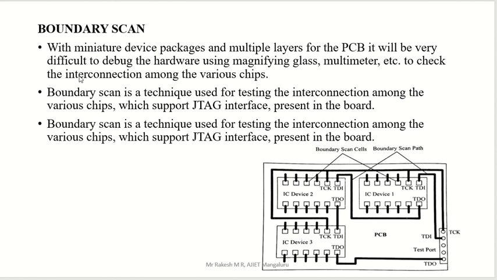Why are we using these tools anyway? These are the tools used for checking the interconnections, and whether there is any improper soldering, or if any component is missing. For that purpose we are using these debugging tools. But for small devices we can't apply the previous tools. Boundary scan is a technique used for testing the interconnection among the various chips which support the JTAG interface present in the board.